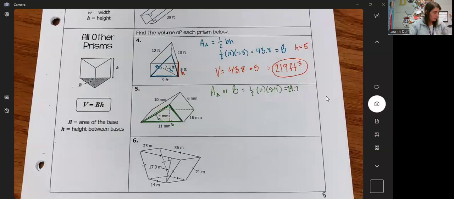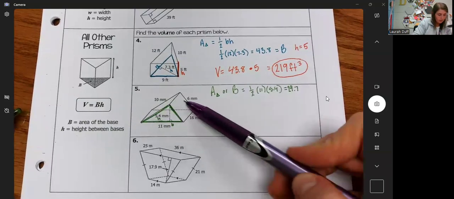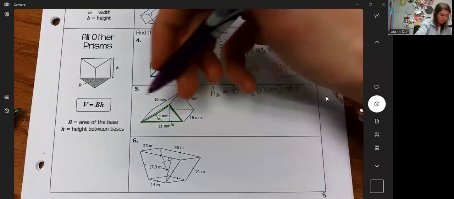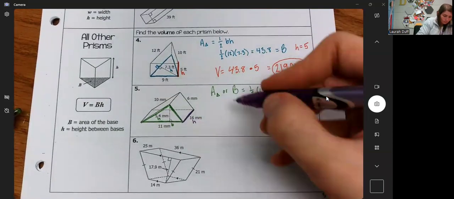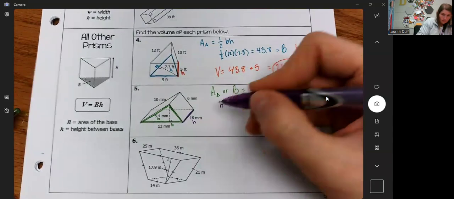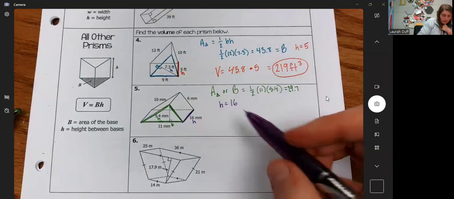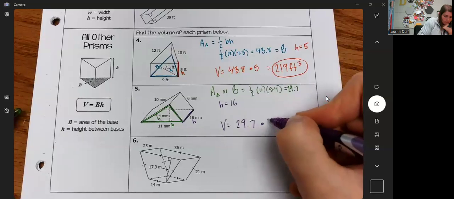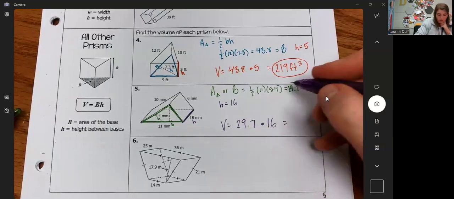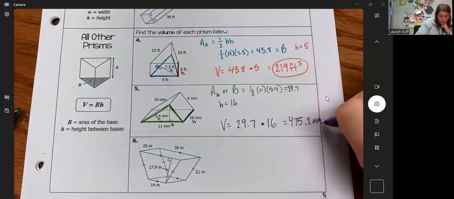And then the height of my 3D shape is the distance between the two triangle bases. So the front's a triangle, the back's a triangle. The distance between them is 16 total. I just thought the mm was a point something. I jumped ahead. So I'm going to use my area of the base and my height. My volume is 29.7 times 16. Gives me a total volume of 475.2 millimeters cubed. Oh, I sort of ran out of room there.